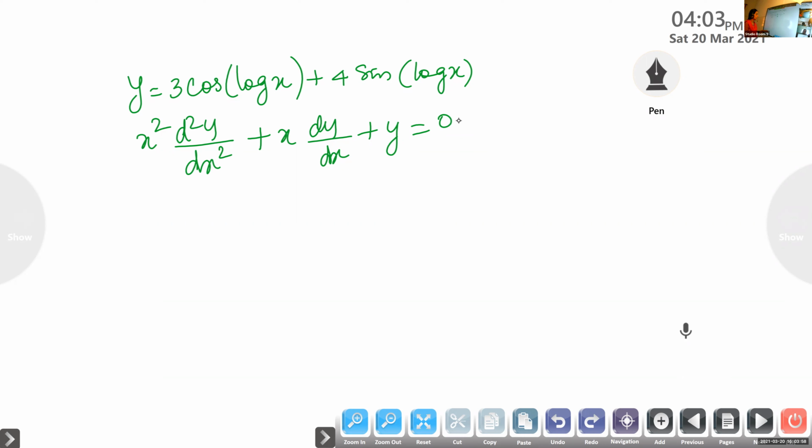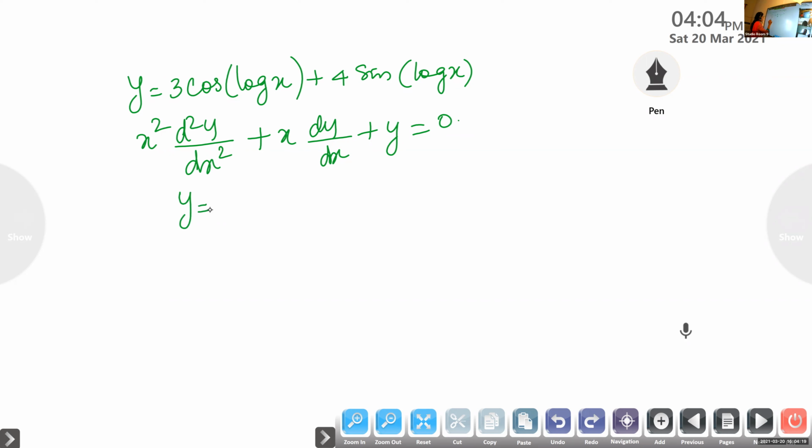So now y is given. We have to check whether this is a solution. So look at the equation here. We have dy by dx and d square y by dx square. So we have to differentiate it 2 times. Start doing. Find out the first order derivative. Then find what is the second order derivative. So you start with the function.